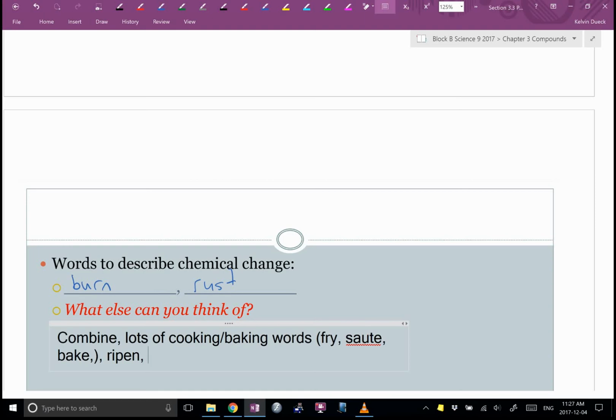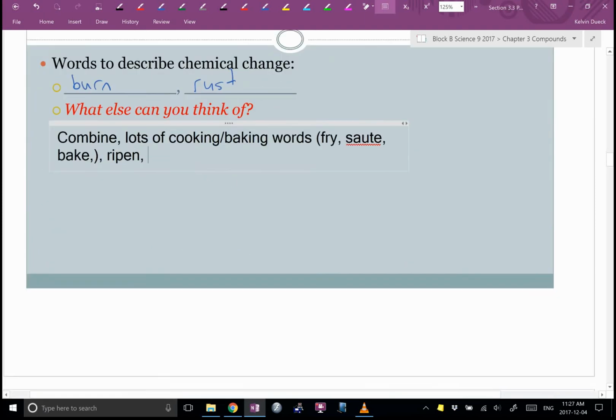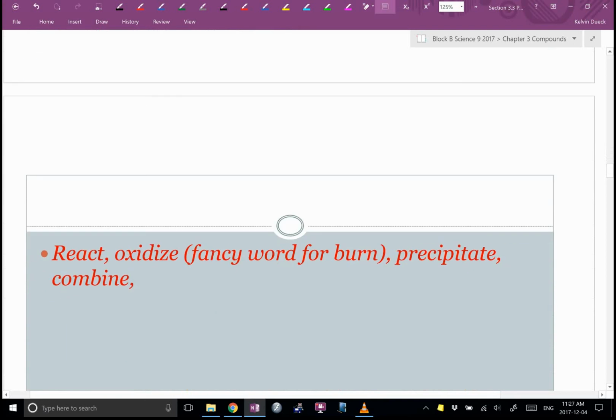And then I'm going to give you some sciencey words that you can add to this list. So here are some more words. React. That's a chemical reaction. Oxidize, which is the fancy word for burn. Precipitate. And combine, someone already said.